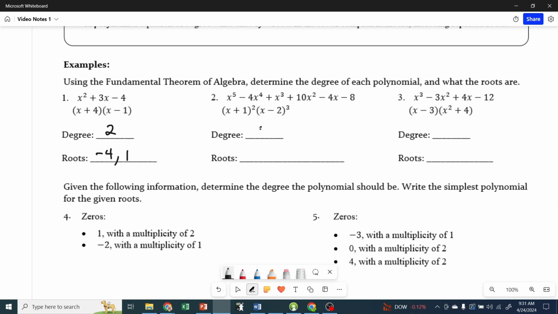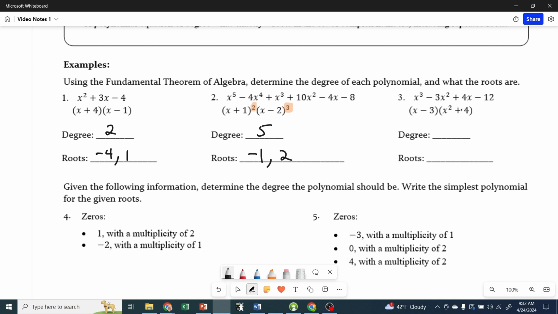This is a fifth degree polynomial, x to the fifth minus 4x to the fourth plus x cubed plus 10x squared minus 4x minus 8. But you'll see here we have some multiplicity, this one has 2 and this one has 3. So our roots, though, are just negative 1 and 2. But their multiplicities: negative 1 has a multiplicity of 2, and 2 has a multiplicity of 3.